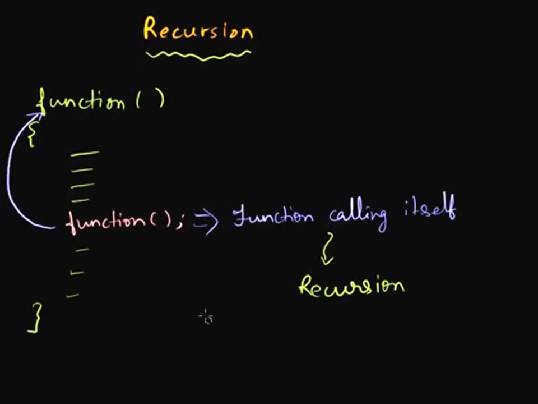Now you can easily determine from this that it is nothing but forming a loop, and this is an infinite loop. The control comes here, goes again to the function, comes here, again to the function, so it forms an infinite loop.